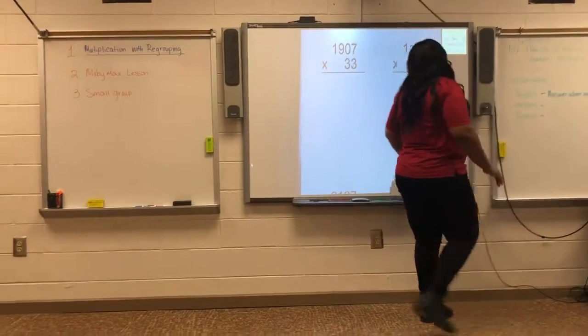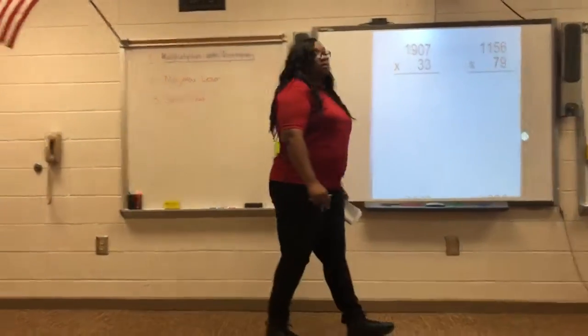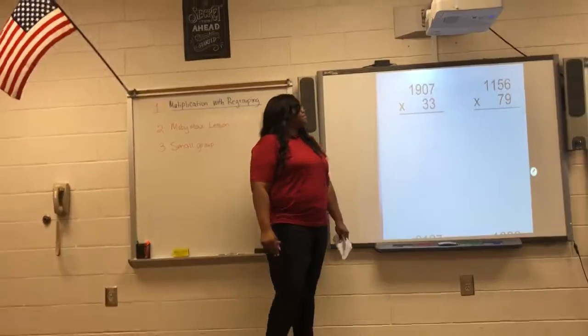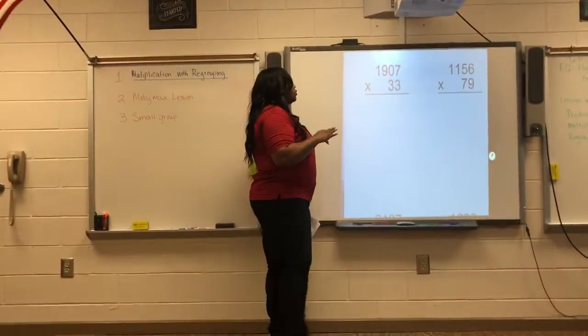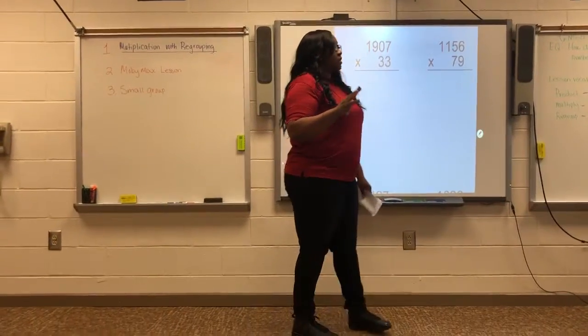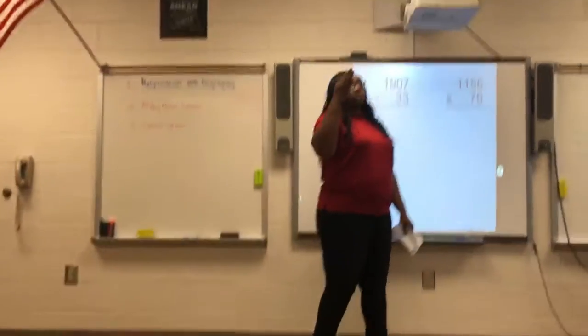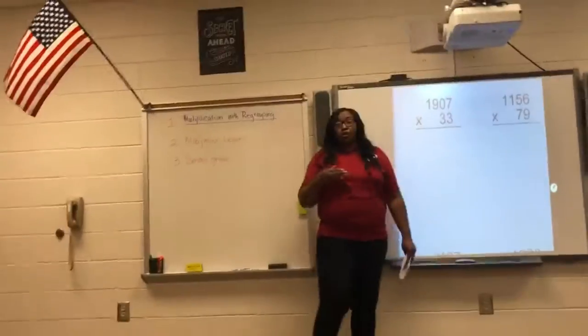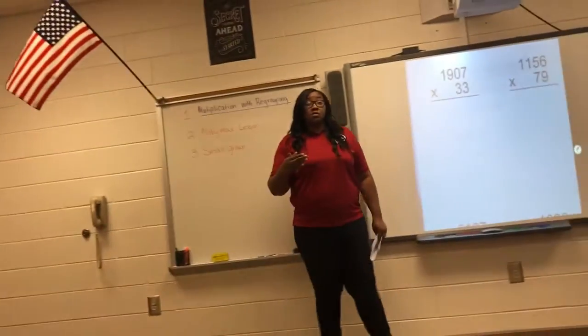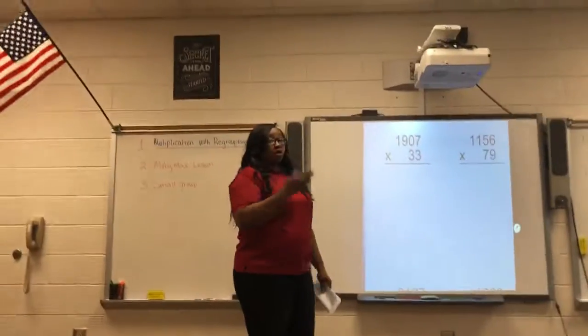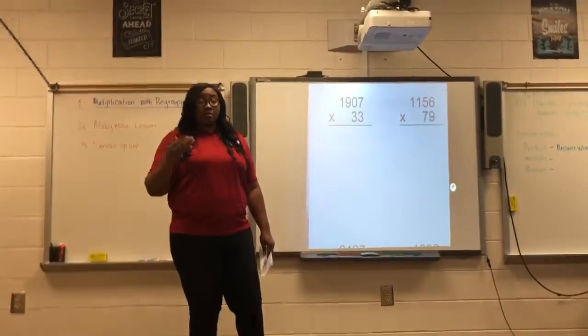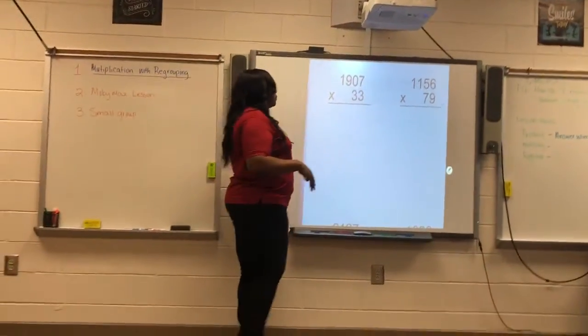We're going to multiply 1907 times 33. So what we're going to do first is keep our numbers in line, to make sure we know where we are at all times, to make sure we know where we are when we get ready to add things up, okay?